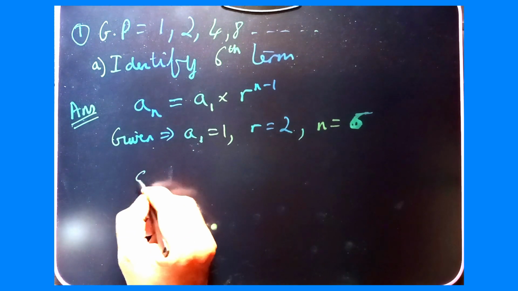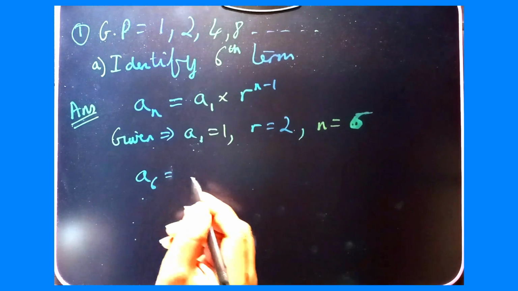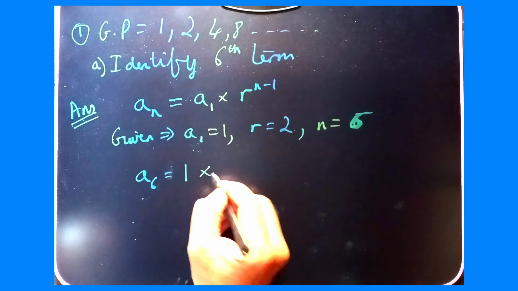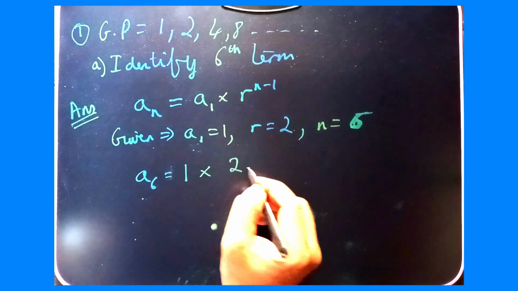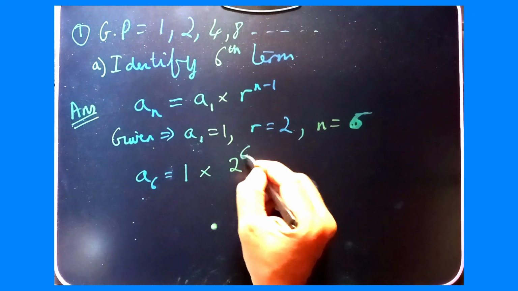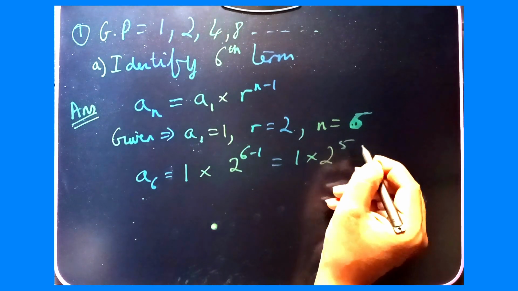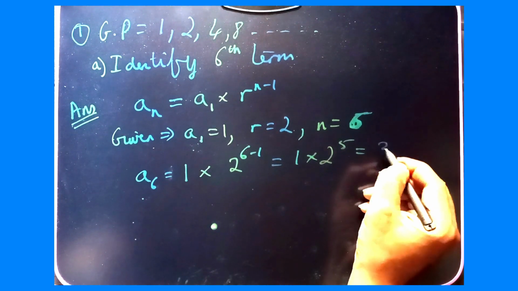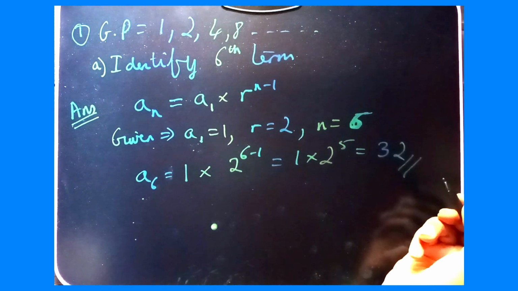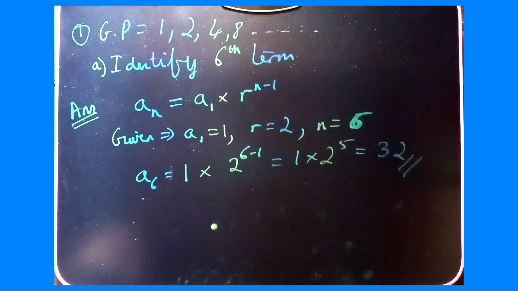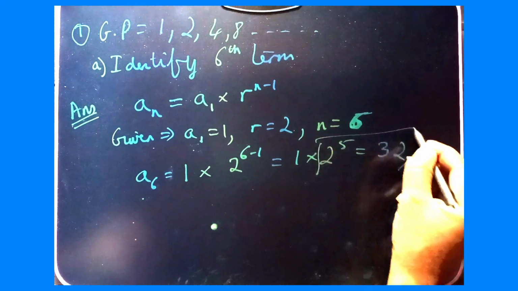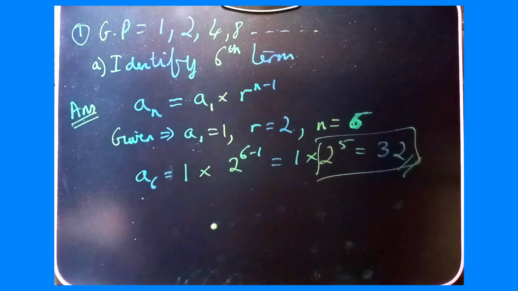Okay, so now we solve it. The sixth term will become 1 into the ratio, which is basically 2, and n is 6. 6 minus 1 is 5, so it is 1 into 2 raised to 5, which will become 32. Okay, from the engineering background, I can quickly identify this is 32. Not to boast anything.